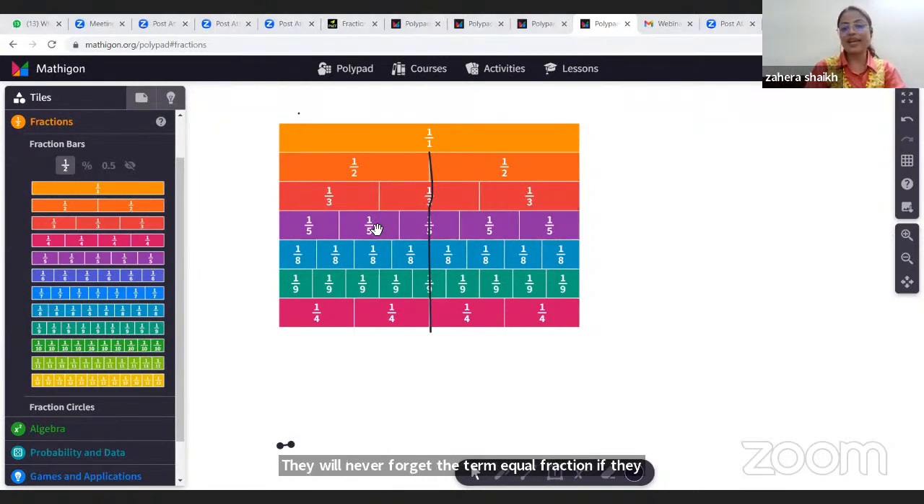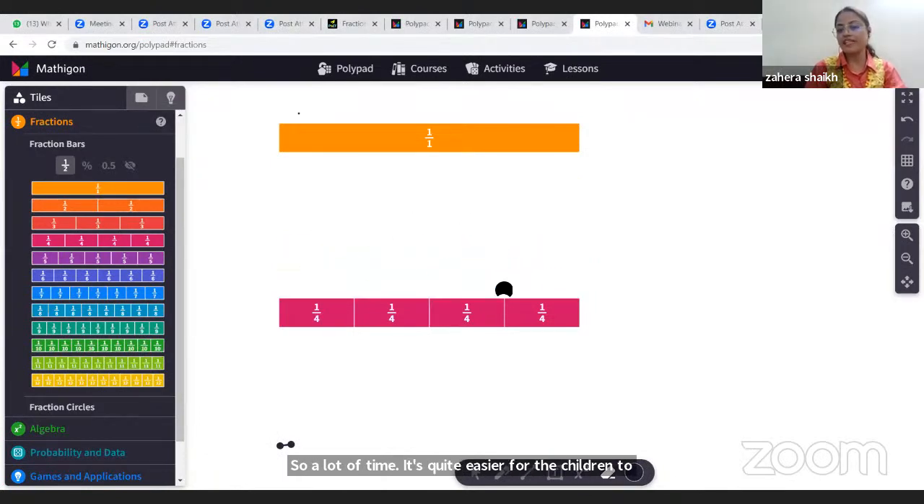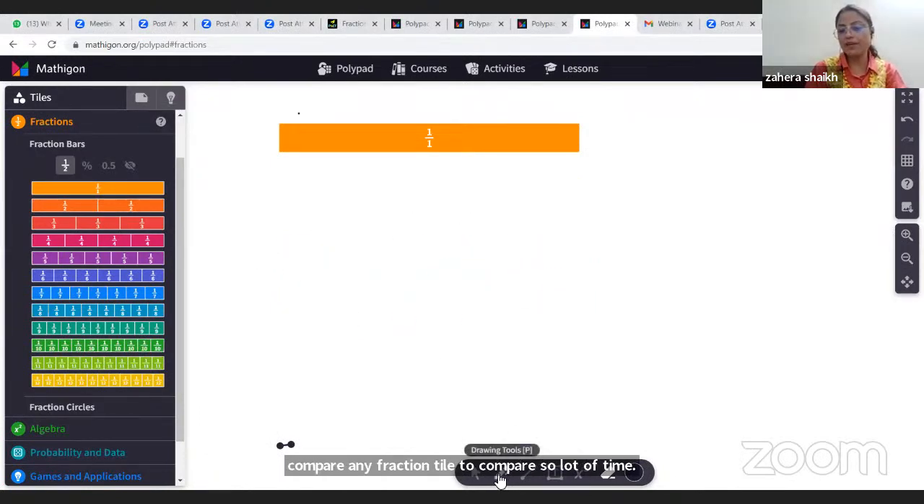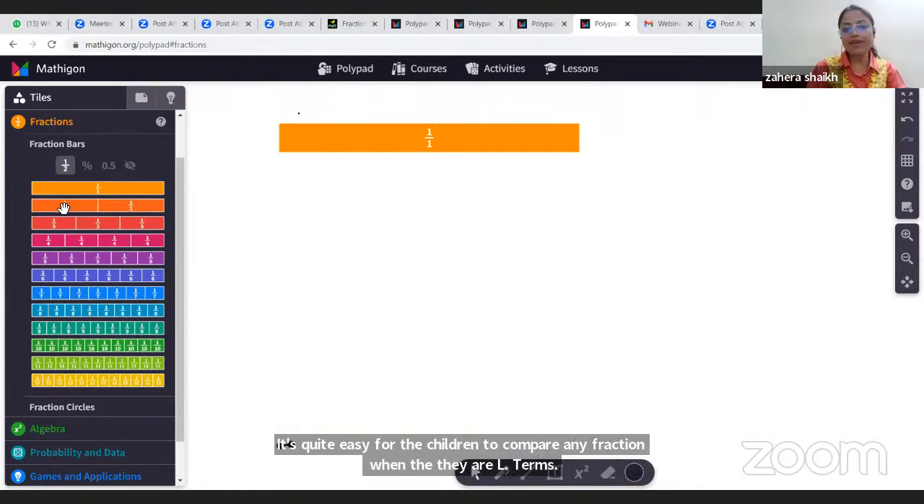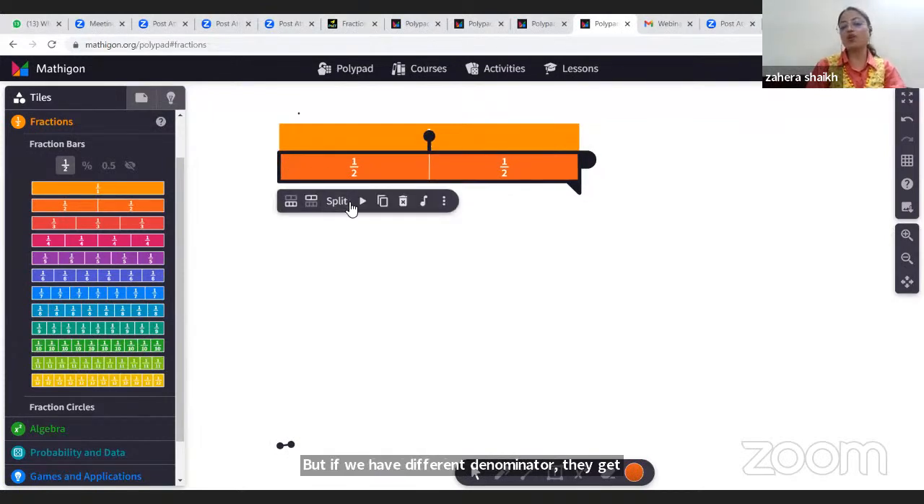Yes. Okay. So now I can modify and ask a question about comparing fractions: how can we use the fraction tiles to compare? A lot of the time it's quite easier for children to compare fractions when they are like terms, which means they have the same denominator. But if we have different denominators, they get confused. And then we as teachers give them some trick to learn. Okay, the denominator is bigger, so this is the way you have to arrange. If the numerator is big, then you have to arrange like this.